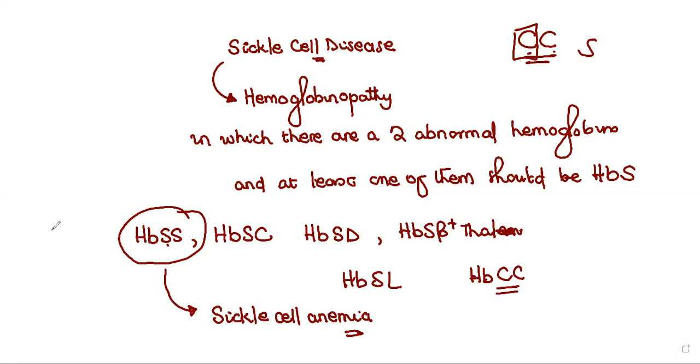Then we go to sickle cell traits. Sickle cell traits. So that one, you have what? HbAS, HbAC, where one of the hemoglobins is actually a normal one. All these are what? Sickle cell traits, because one of them is a normal Hb. Do you understand?